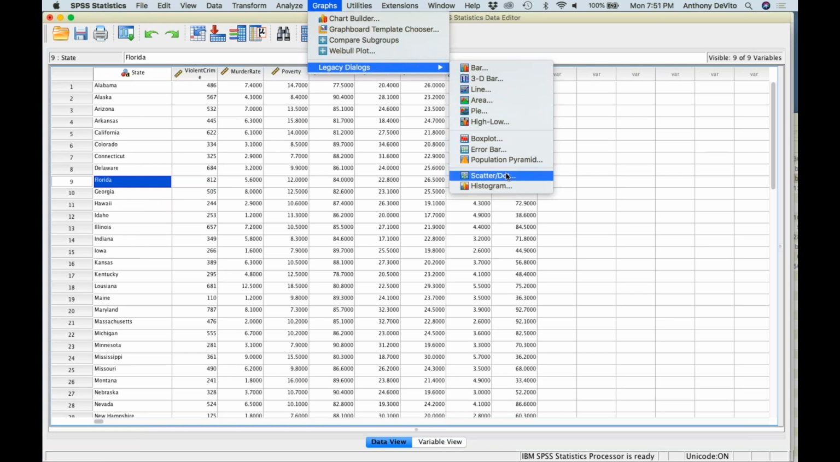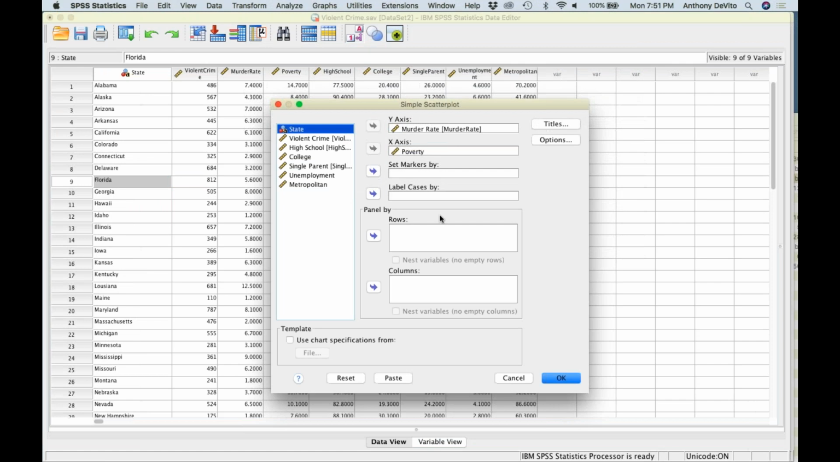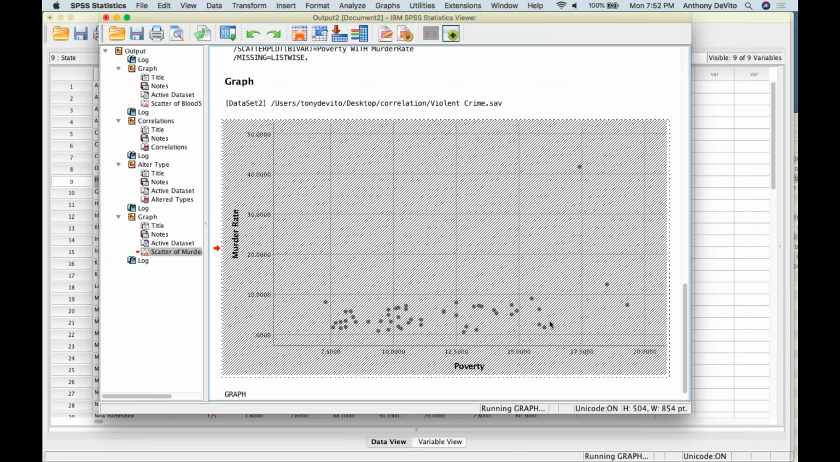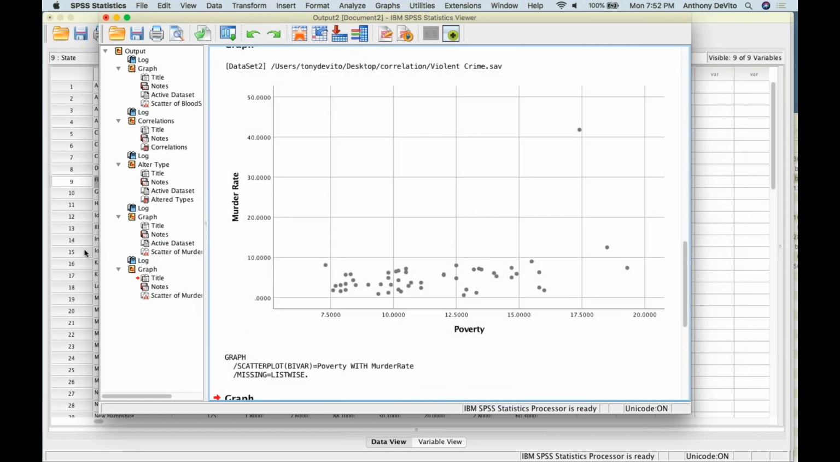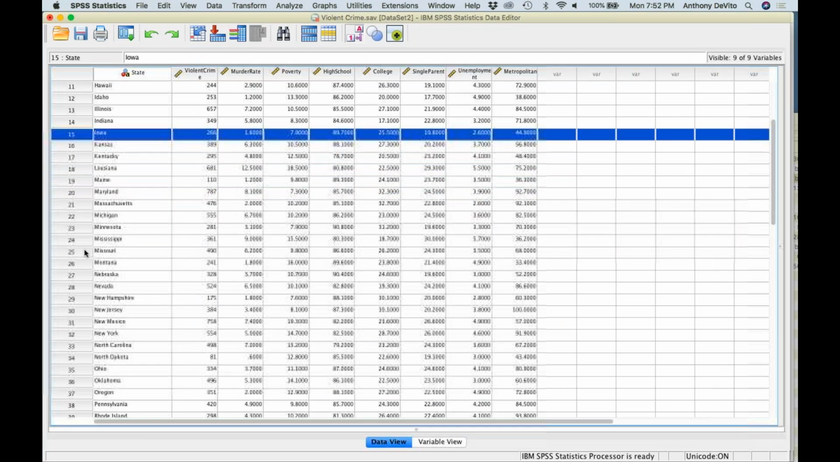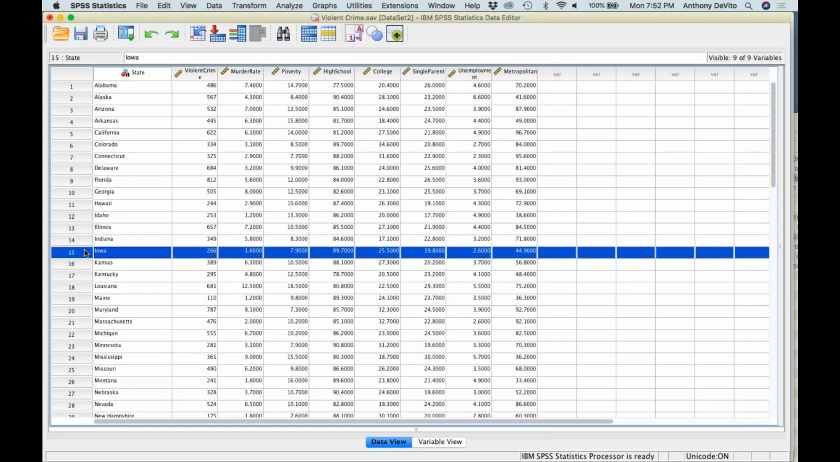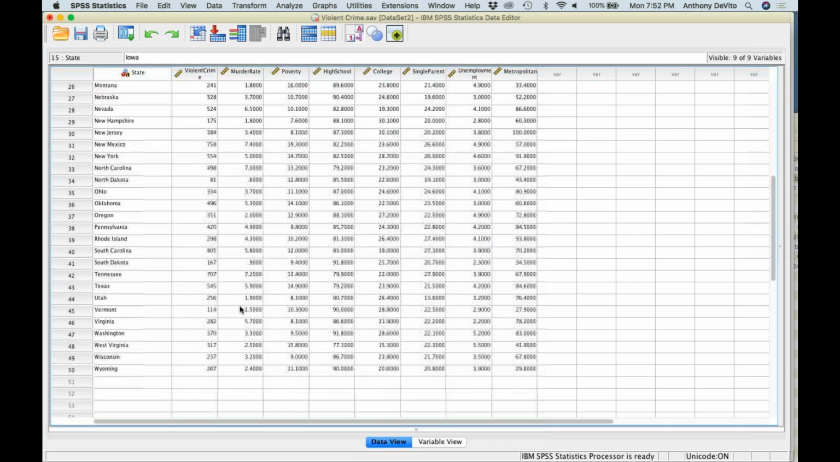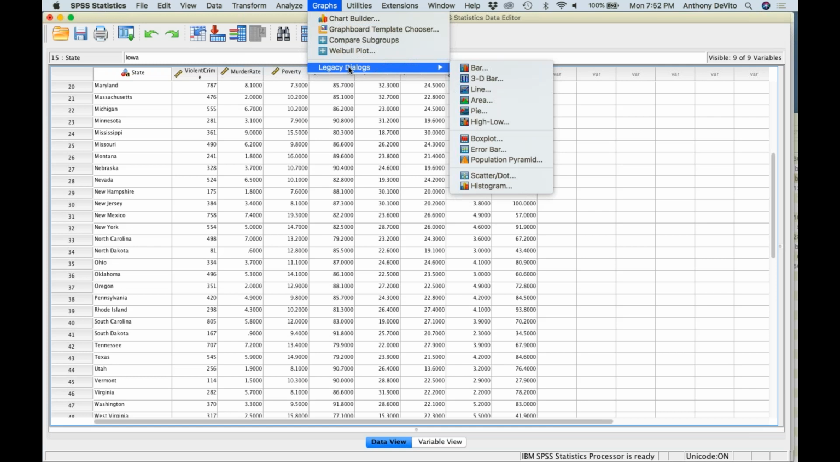Legacy dialog, scatter dot, scatter. Okay, let me give this a try again. See how it looks now. Oh, I didn't get rid of it. It's still there. Why is it still there? It's not still there. I don't see it. Right. Maybe, let's see, well, maybe I looked at an old graph.